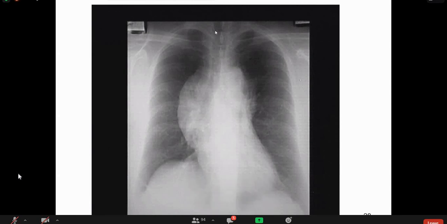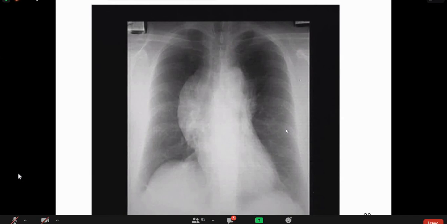I think everyone is able to see my cursor. This is the trachea. We can clearly visualize the air in the trachea, the windpipe. It is very important to look and comment on the surrounding structures as well. So the trachea can be visualized, and then we have got a bulky mediastinum.